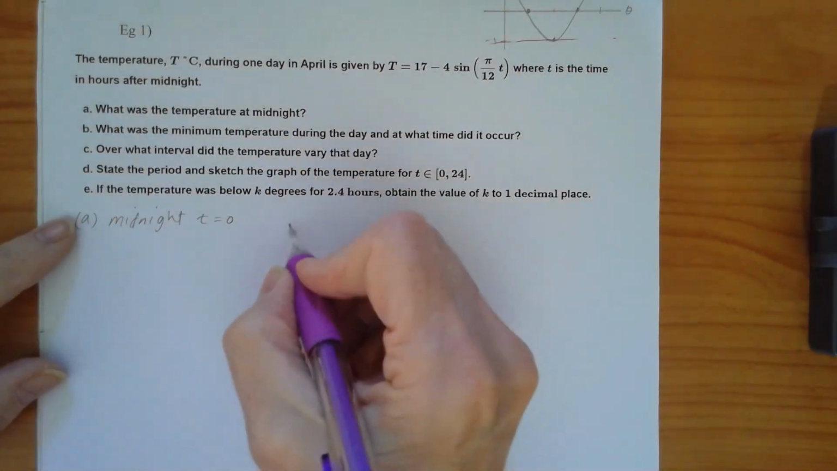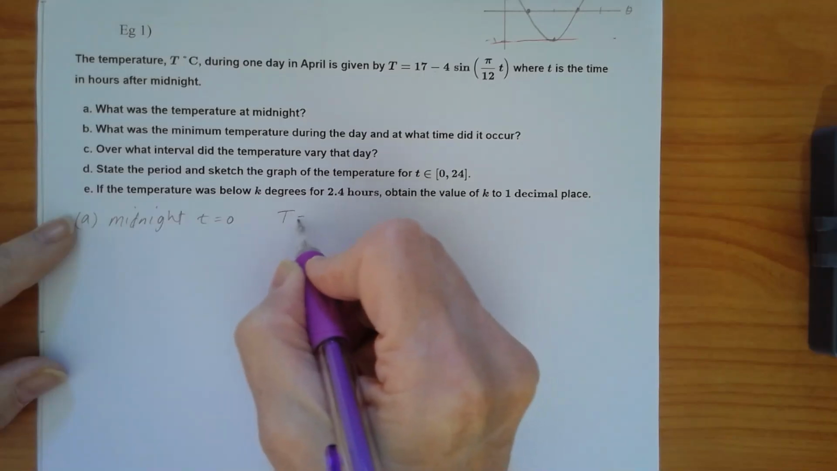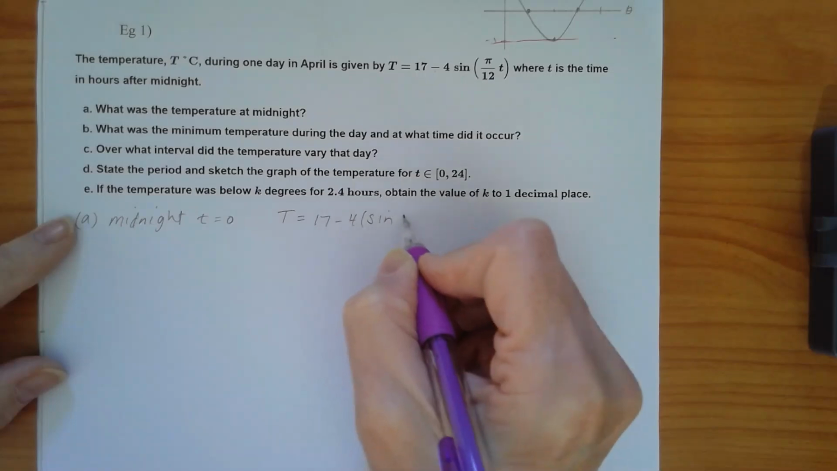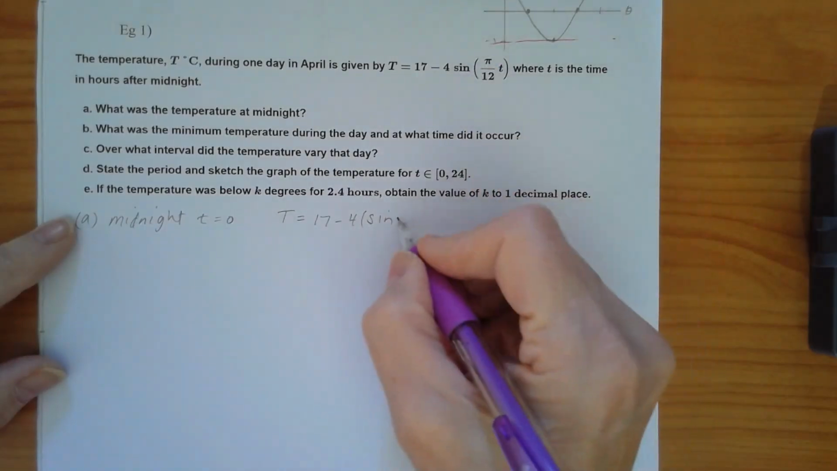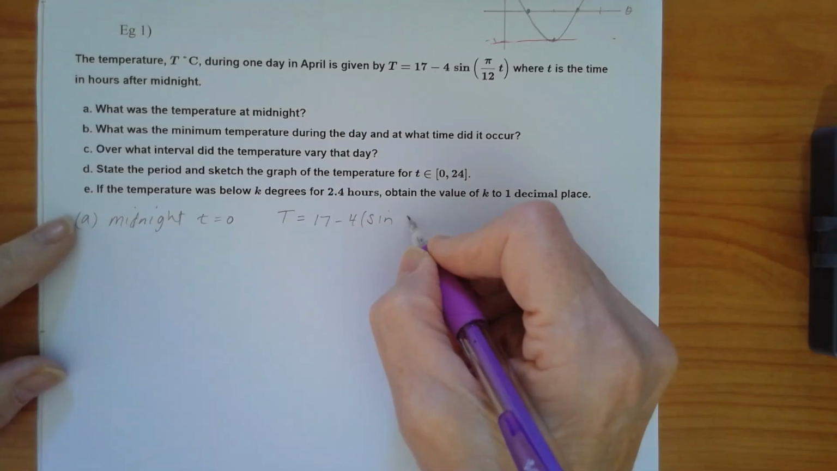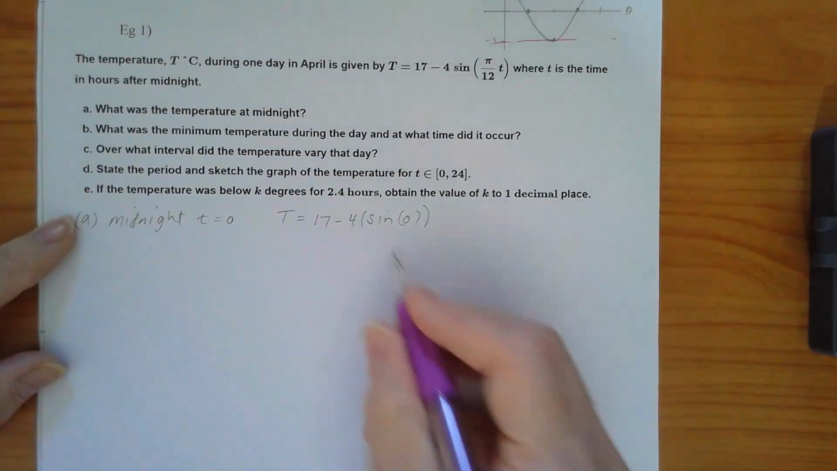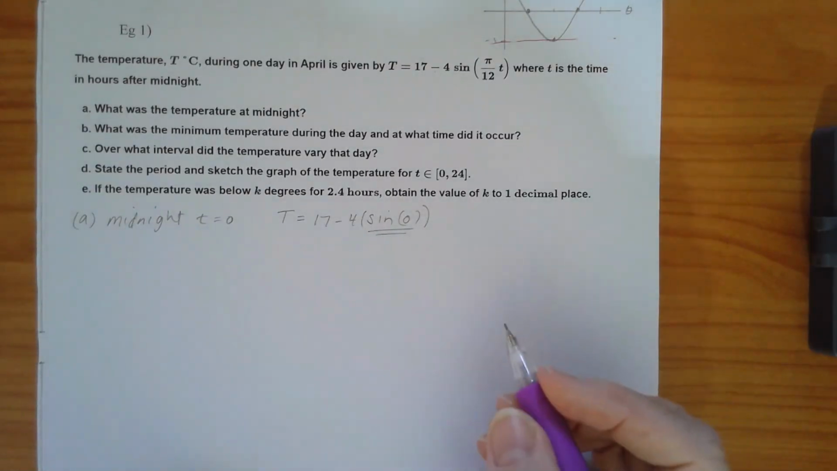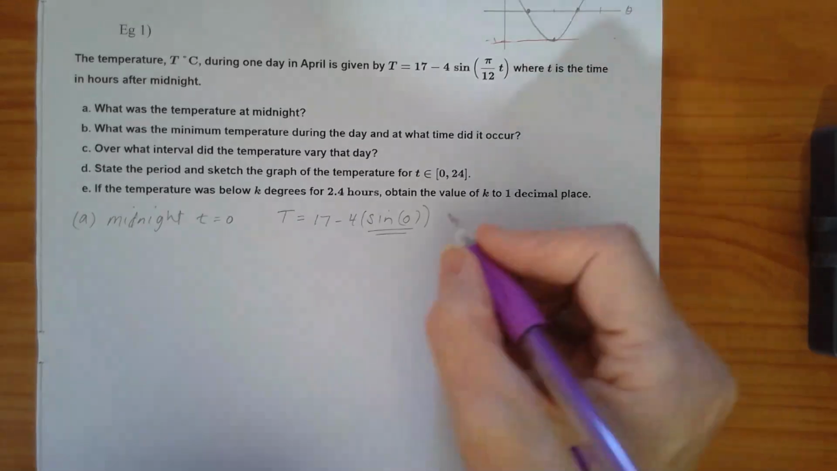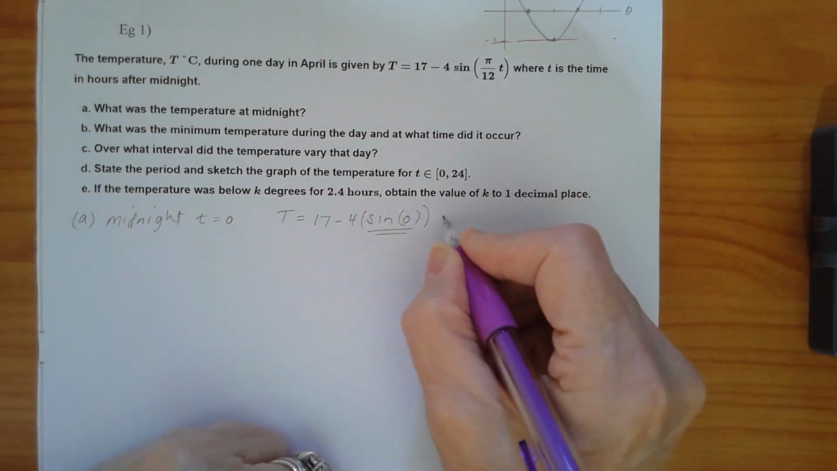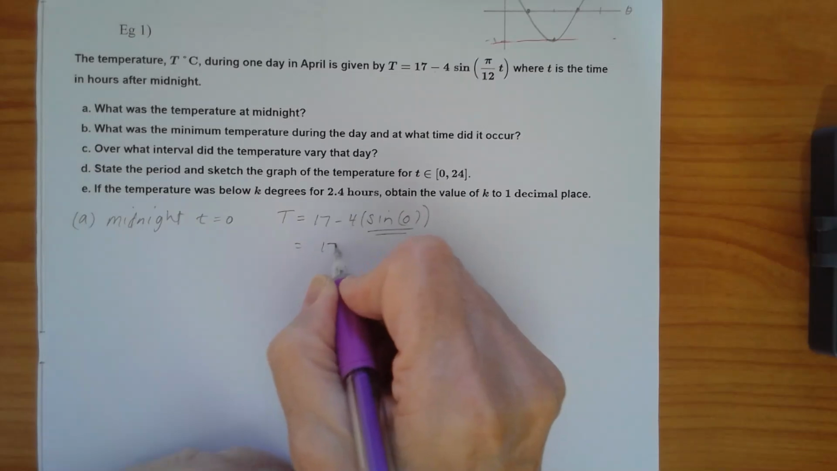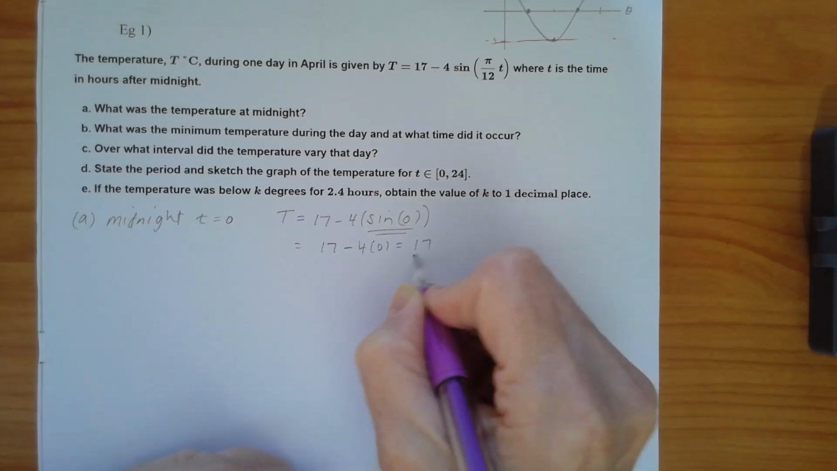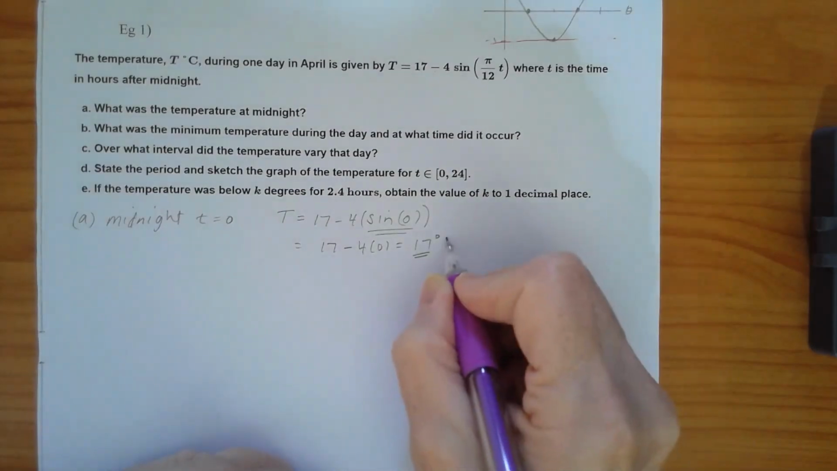So I'm going to put t equals 0 in there, and I'm going to get big T, or the temperature, is 17 minus 4 times the sine of that, which is 0. I'm going to roll through these pretty quickly today because I'm in the video, but the sine of 0 is 0. So this gives me 17 minus 4 times 0, which is 17. I'll say 17 degrees Celsius.